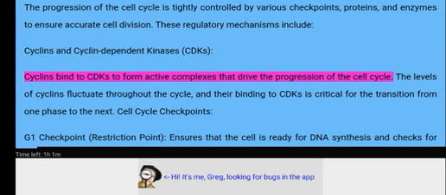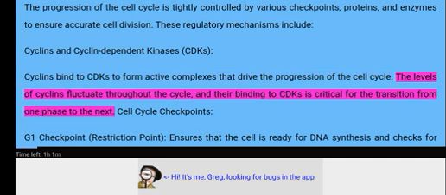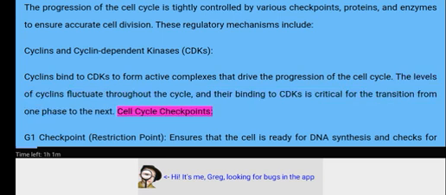Cyclins bind to CDKs to form active complexes that drive the progression of the cell cycle. The levels of cyclins fluctuate throughout the cycle, and their binding to CDKs is critical for the transition from one phase to the next.